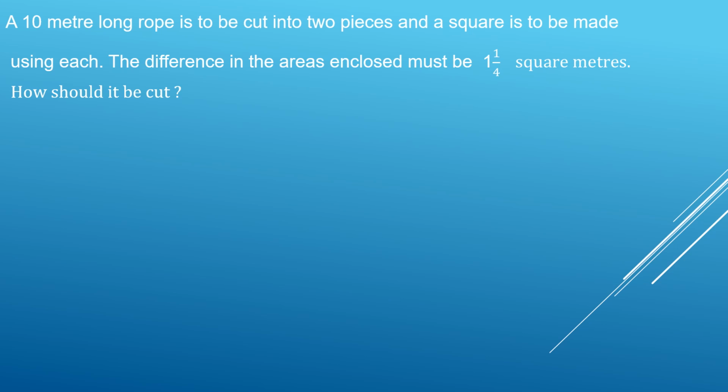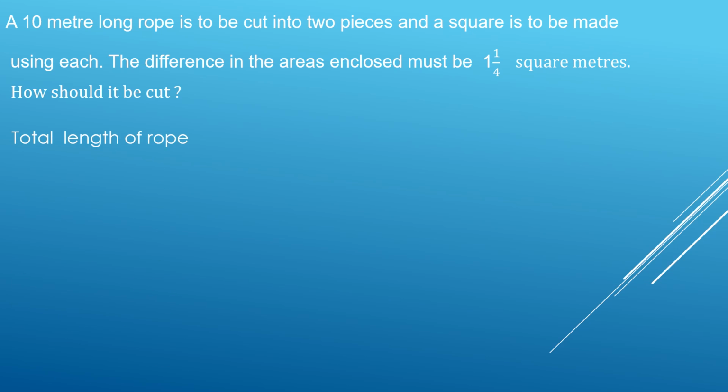Okay, you have a long rope of 10-meter length and you cut it into two pieces. To make what? To make two squares. And the next sentence says the areas of the two squares must differ by 1 by 4 square meters. So our task is to find how this long rope is to be cut in order to make its area difference 1 by 4 square meters. Isn't it? So what is your first step?